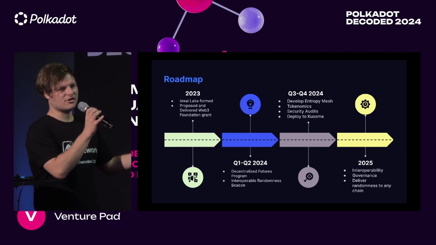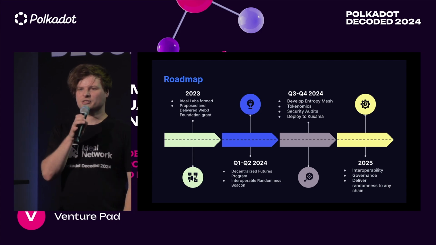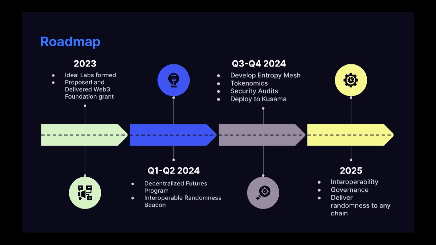Since 2023, we've been developing our solution, where myself and two of the other co-founders met at the Polkadot Blockchain Academy in Buenos Aires. In that same year, we proposed and delivered our first Web3 Foundation grant, where we developed the proof of concept version of our network, which worked at the block authorship layer. In the first 2 quarters of this year, we partnered with the Web3 Foundation's Decentralized Futures program to further enhance our solution. With this, we developed a post-finality gadget that acts as an interoperable randomness beacon.